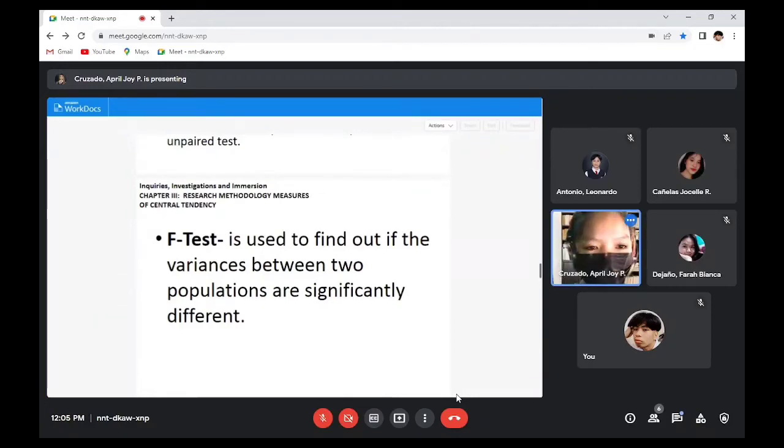F-tests are statistical tests used in hypothesis testing to determine whether the variances of two populations or samples are equal or not. So what are the characteristics of an F-test?